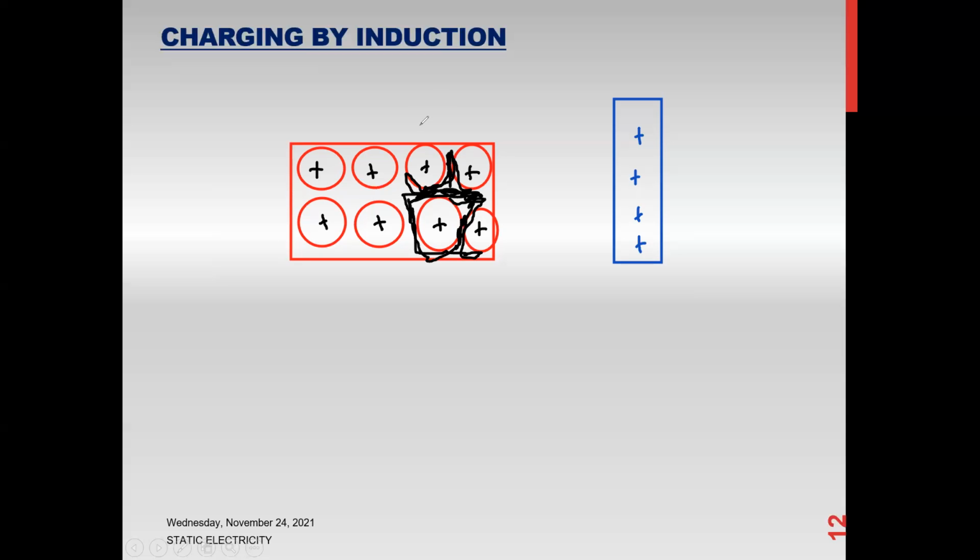So this creates a distribution. It appears that the majority of the negative charges are on one side and the majority of the positive charges, or net positive charge, are on the other side. When we create this distribution of charge within the metal, we call that charging by induction.